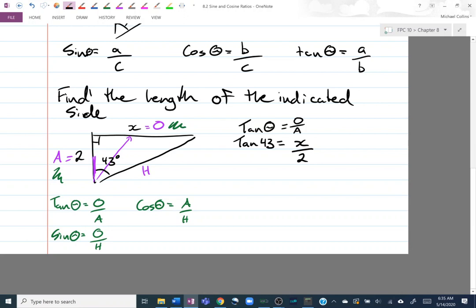Tan of 43, like we talked about in the last lesson, is just a number. I don't need to be afraid of it. You just think of it as a decimal. It's one number together, the tan of an angle, and that's it.